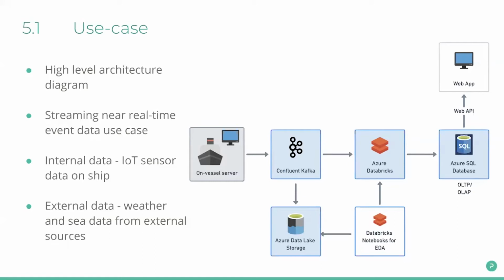The client had a lot of internal data, which is generated by sensors on the ships. So it's a lot of really critical information like pressure, temperature, engines, things like that. The client also bought external data from external sources. So it's data like weather data and sea data. In the next slide, I'm going to break down this architecture diagram a little bit.